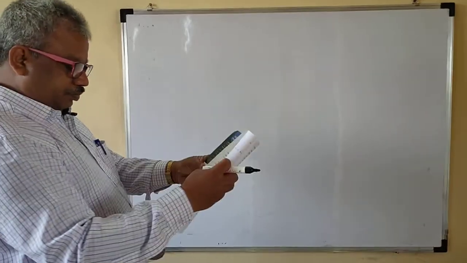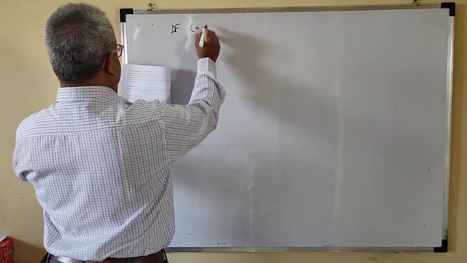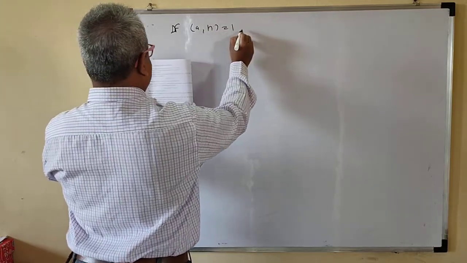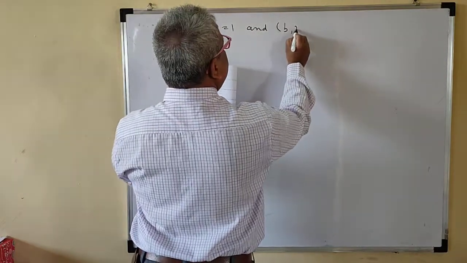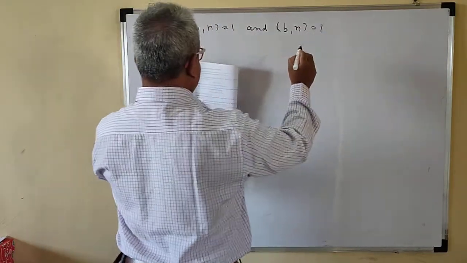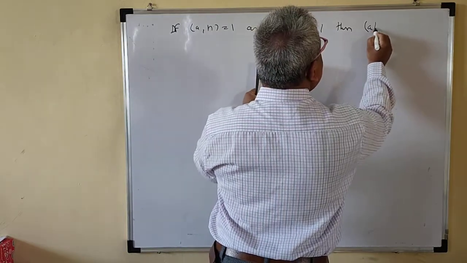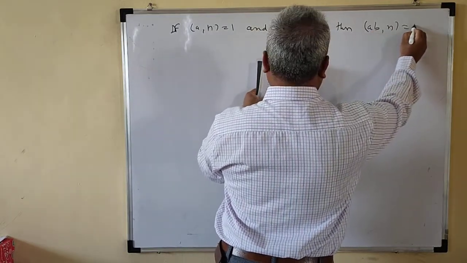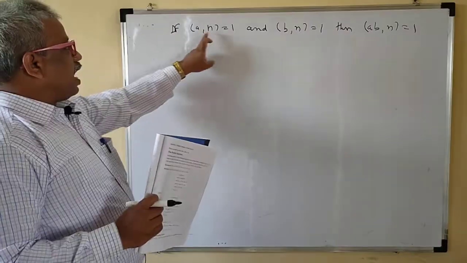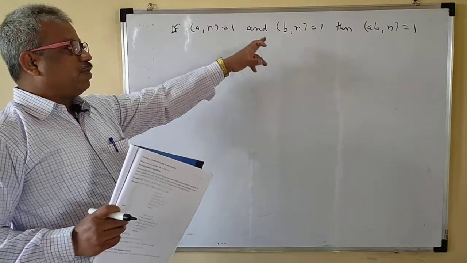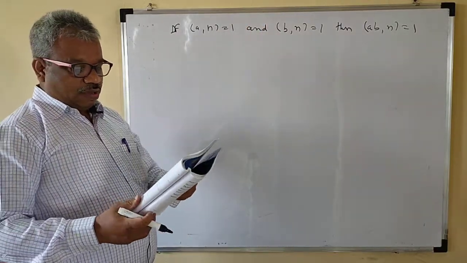Okay, so next problem. If GCD of A and N is equal to 1 and GCD of B and N is equal to 1, then GCD of AB and N is equal to 1. That means A and N are relatively prime, B and N are relatively prime, then AB and N are relatively prime. This you have to prove.